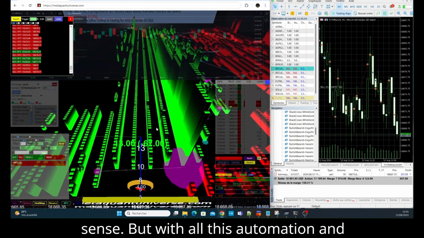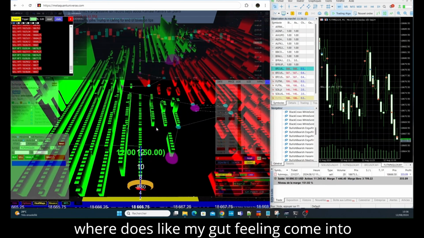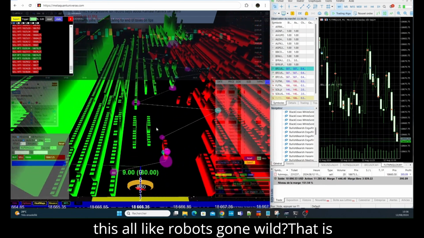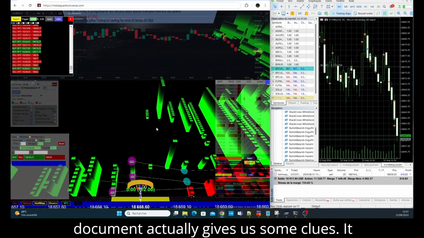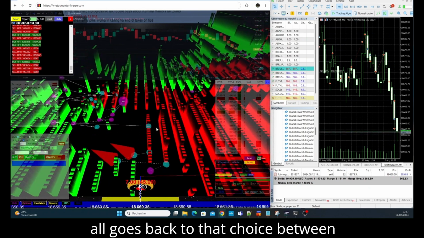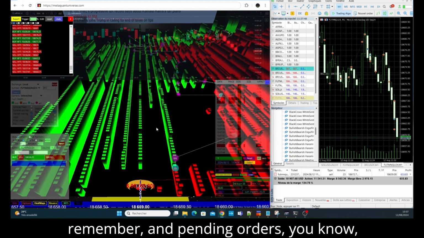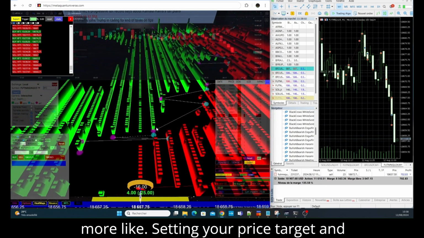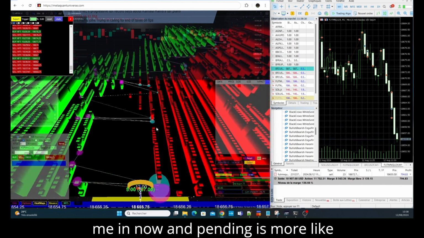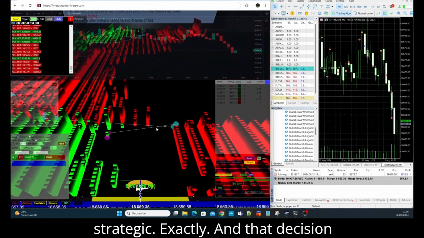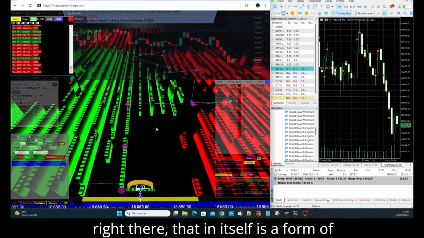But with all this automation and these super fast signals, where does my gut feeling come into play? Is there any room for that, or is this all robots gone wild? That is the million-dollar question. And this document actually gives us some clues. It all goes back to that choice between deal, those immediate market orders, remember, and pending orders, more like setting your price target and waiting. Right. So deal is more get me in now, and pending is more strategic. Exactly. And that decision right there, that in itself is a form of human input.